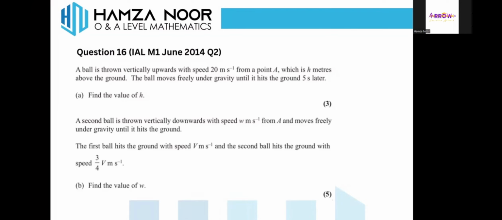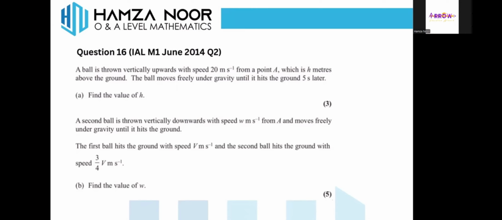A few more questions from International A-Level Edexcel M1, and here we are particularly dealing with a past paper handout for chapter number 2, constant acceleration. Let's have a look at this question. This is past paper handout question number 16, which is IAL M1 June 2014, question number 2.